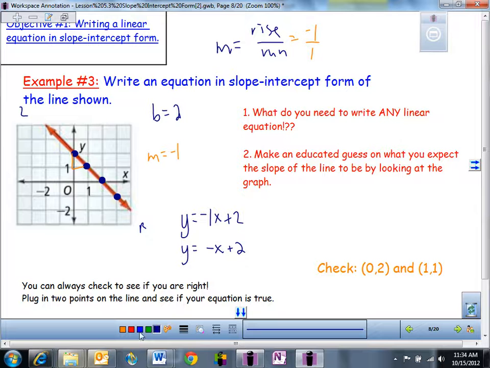So what we can do is check these 2 points. If I plug in 0, I get 2, and if I plug in 1, I should get 1. So yes, those 2 points work. And you can always check any point, so that's where we got them. Here is 0, 2 right here, and then here is 1, 1. You can check to see if your equation matches. So here is our solution.